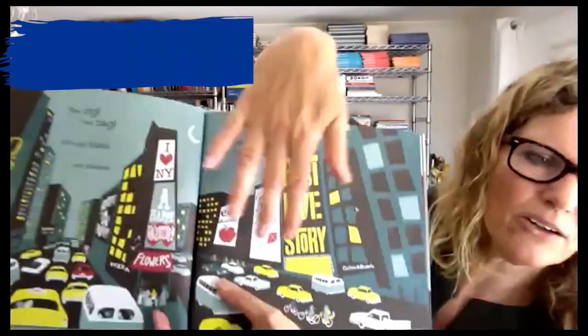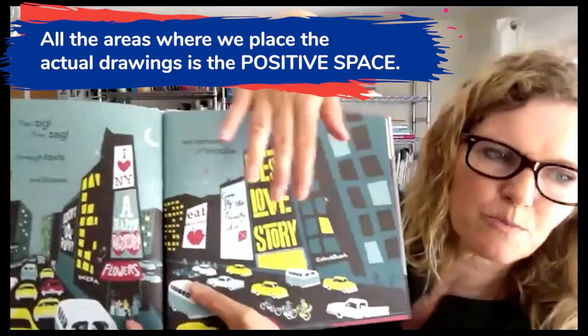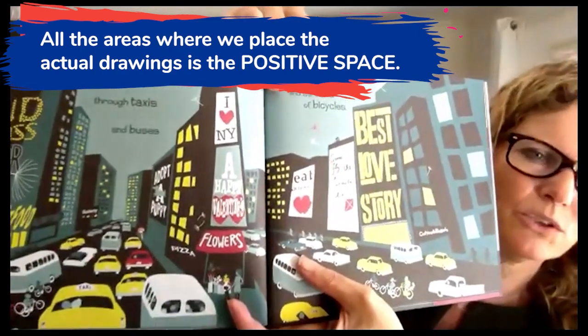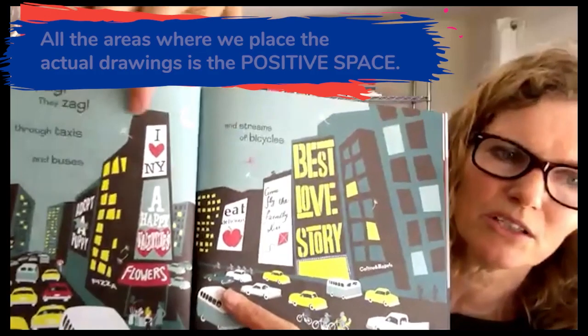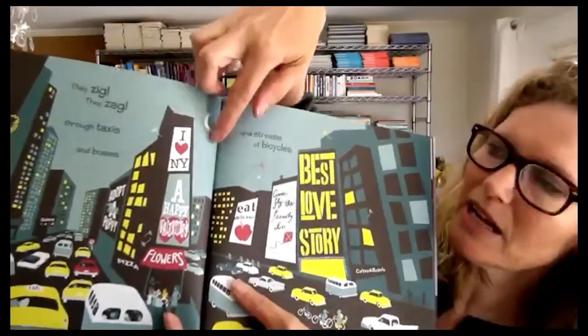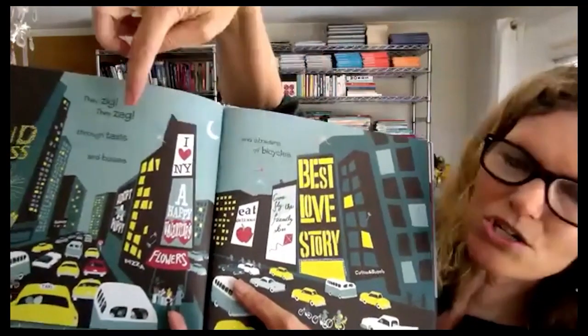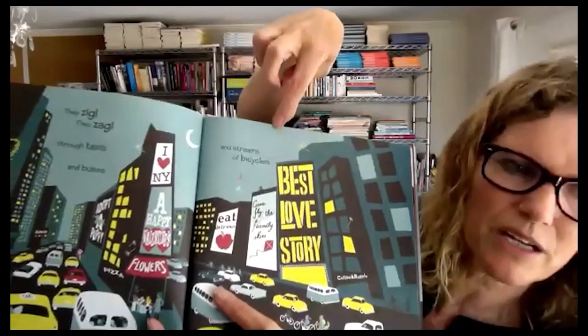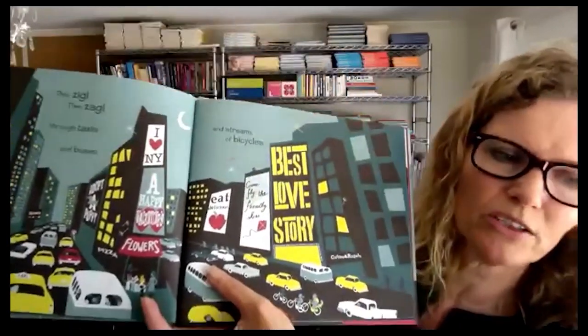Now, let me show you a different example. All of where the actual artwork is called positive space. So all these buildings, all these cars, all these bicycles, everything is also called the positive space. So the only negative space in this artwork is the sky up here, right? Which is also where the text is. So there is really very little negative space and a ton of positive space.